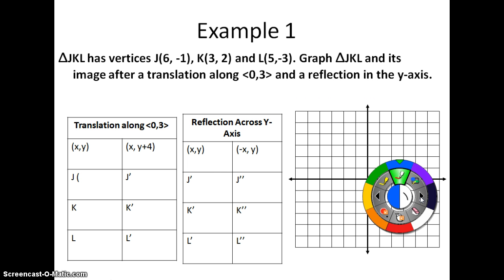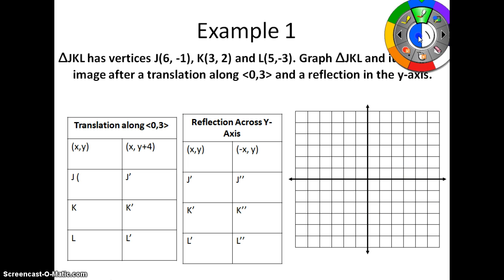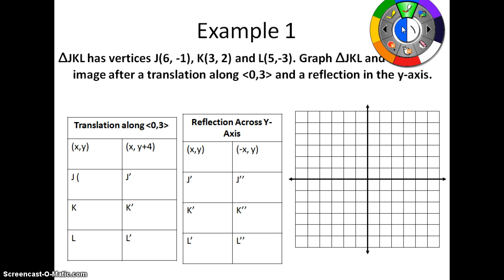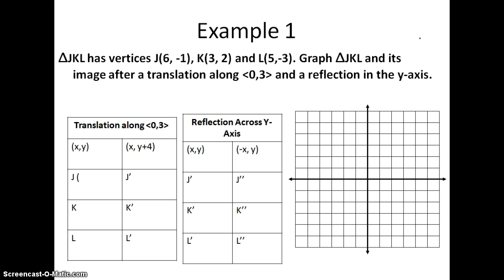So our first example says triangle JKL has the vertices J, 6, -1, K is 3, 2, and L is 5, -3. Graph triangle JKL and its image after a translation along 0, -3, and a reflection in the y-axis.